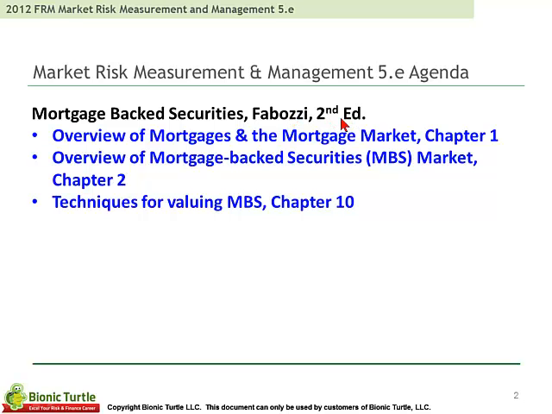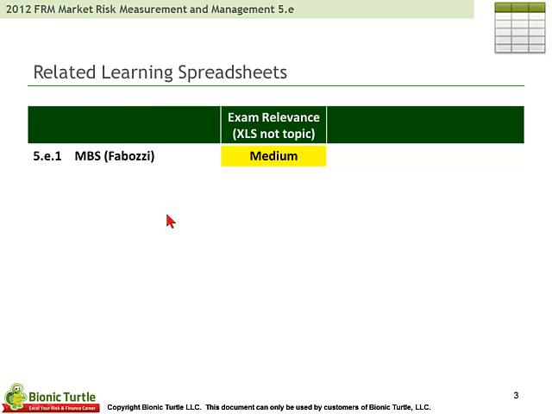edition. Although that 2nd edition, in our case, in terms of what's assigned to the FRM, bears a strong resemblance to the 1st edition. In fact, if you have the 1st edition, it'd be okay. We have 3 chapters: overview of mortgages, chapter 1, overview of mortgage-backed securities, chapter 2, and then it skips to chapter 10 and introduces, it's a mere introduction to some of the valuation approaches with the mortgage-backed securities.